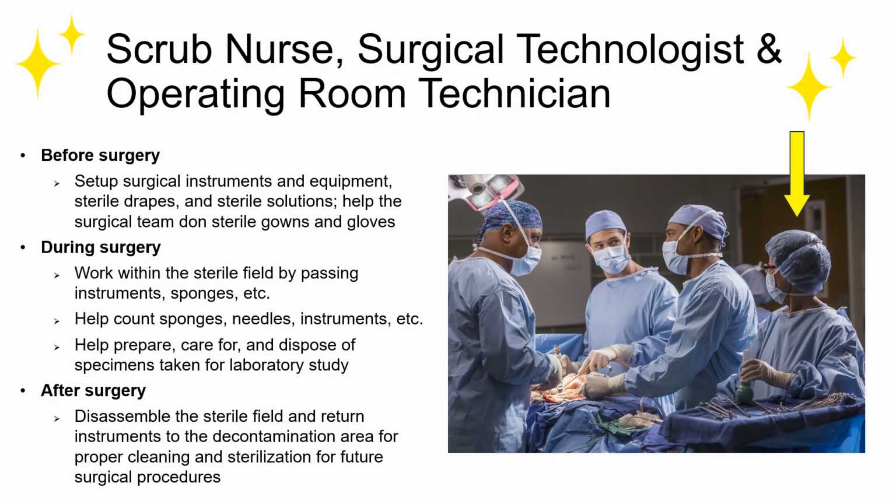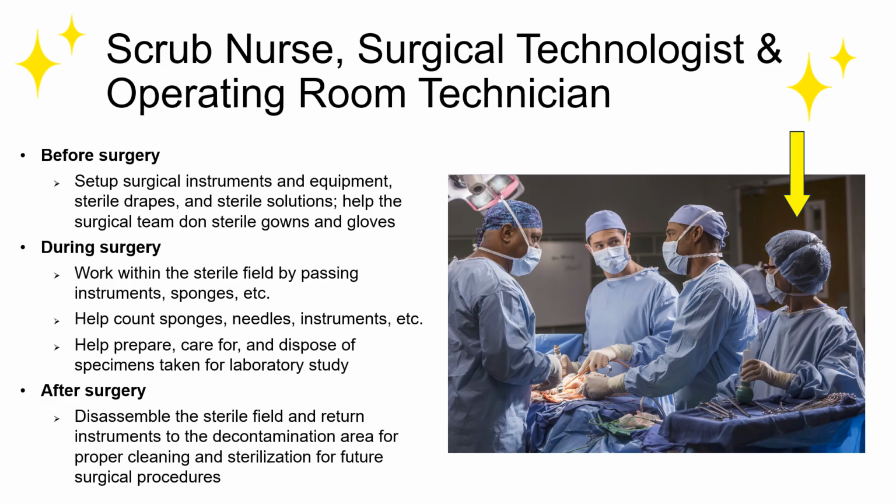Scrub nurse, surgical tech, and OR tech. In this picture you can see with the yellow arrow the person that I'm talking about. Again, they are sterile, so they are in the sterile field, and they have lots of roles before, during, and after surgery, and it really has to do with the surgery itself. Before surgery, they can help set up instruments and equipment, sterile drapes, sterile solutions, and they help the surgical team don their outfit. We're not going to go too much into that.